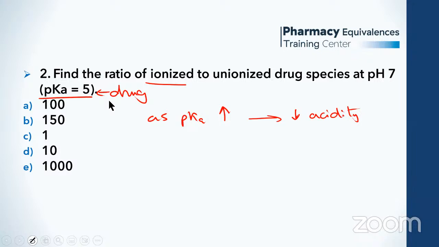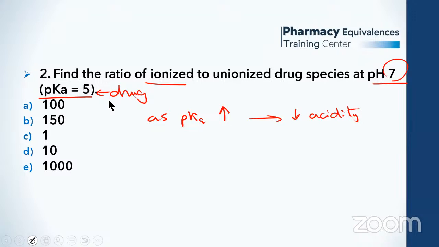While pH reflects the medium itself. Is it acidic or basic? The pH 7 here is a neutral medium. Below 7, it is acidic, and as we decrease the pH, the acidity will increase. While as we increase the pH, the alkalinity or basicity will increase.